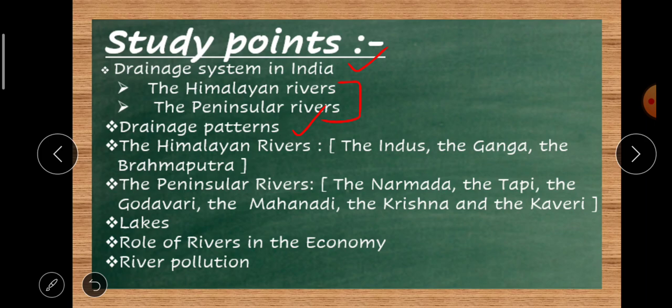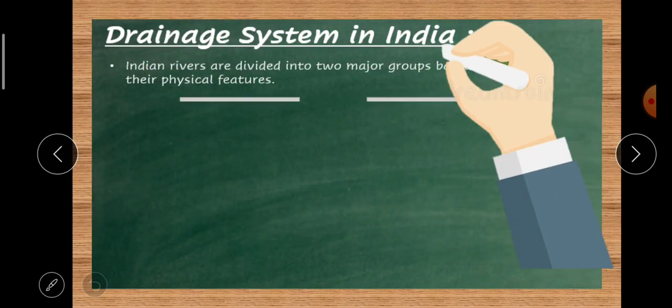The Himalayan rivers. Under this we'll cover the Indus, the Ganga and the Brahmaputra. Next is the peninsular rivers, and under this we'll study about the Narmada, the Tapi, the Godavari, the Mahanadi, the Krishna and the Kaveri. Next subtopics are lakes, role of rivers in the economy, and at last river pollution. So basically in this video we'll cover two topics, and they are drainage system in India and drainage patterns. So we'll start with drainage system in India.